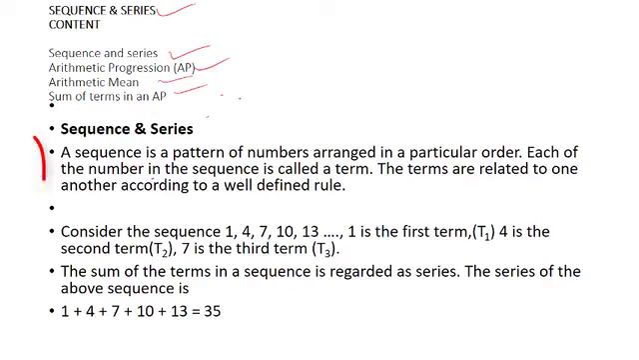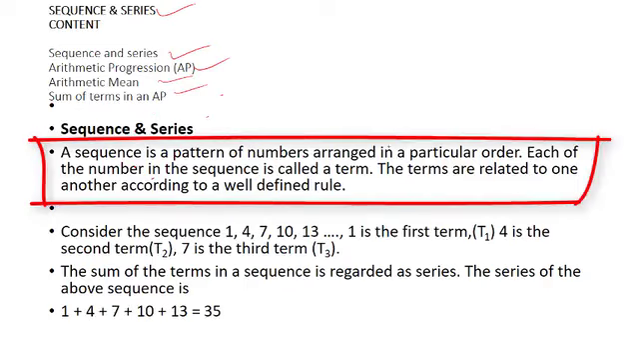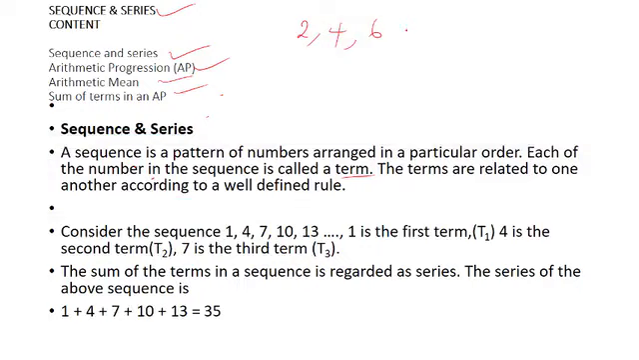A sequence is a pattern of numbers arranged in a particular order. Each of the numbers in the sequence is called a term. So if this is a sequence: 2, 4, 6, 8, 10, then 2 is a term, 4 is a term, 6 is a term, 8 on its own is a term, and 10 is also a term.